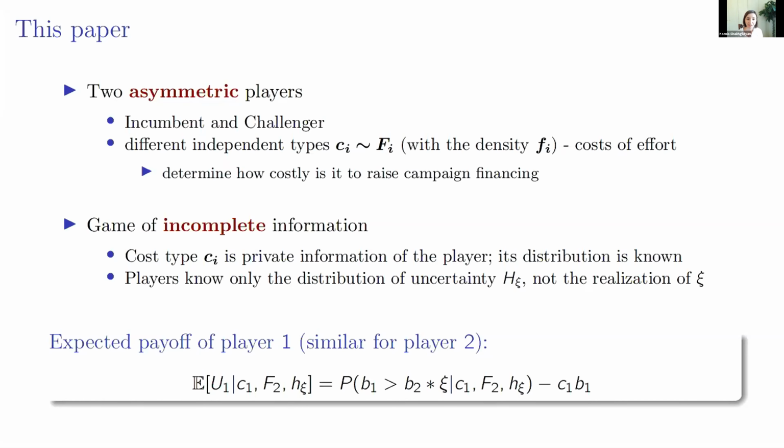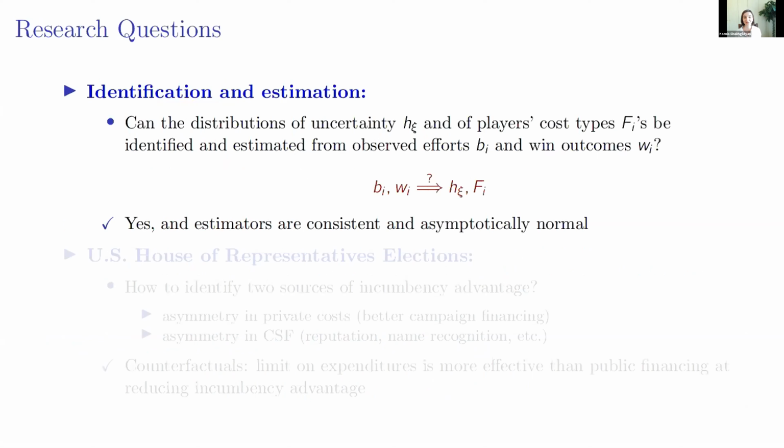To make it more concrete, in this model, the expected payoff of player 1 when he exerts the effort b_1 is given by the difference between the expected probability of winning and the cost of effort multiplied by the effort itself. I studied the following research questions. First, from the theoretical perspective, I answer the question of how to identify and estimate both the distribution of uncertainty as well as the distributions of the players' cost types, F_i's, from observed efforts and win outcomes. I also show that estimators are consistent and asymptotically normal.